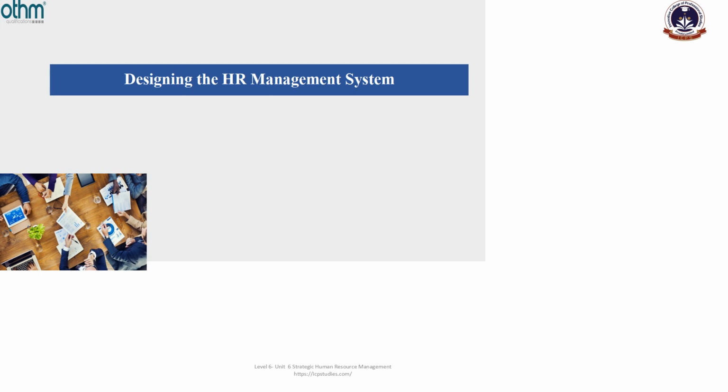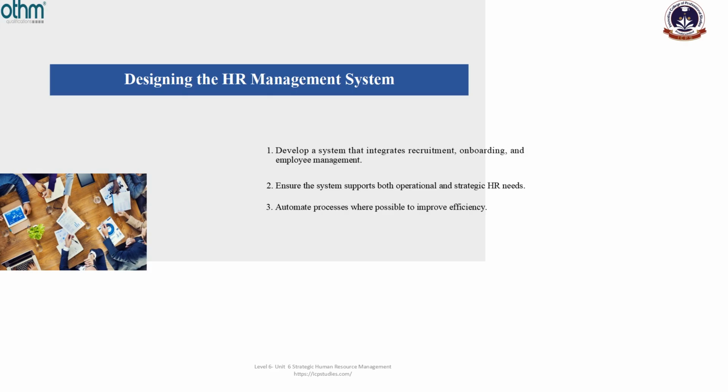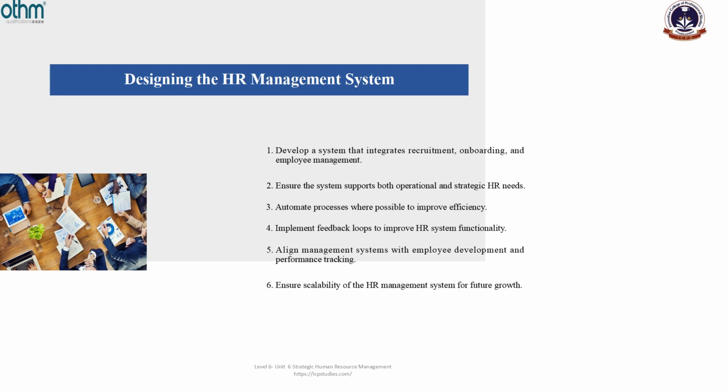Now we will explain the designing of HR management system. So first we have to develop a system that integrates recruitment, onboarding and employee engagement or employee management. Then we have to ensure the system supports both operational and strategic HR needs. Then we have to automate processes where possible to improve efficiency. Then we can implement feedback loops to improve HR system functionality. Then we can align the management system with employee development and performance tracking. And at last, we have to ensure the scalability of the HR management system for future growth.